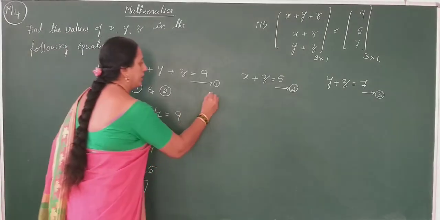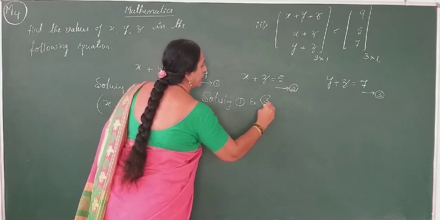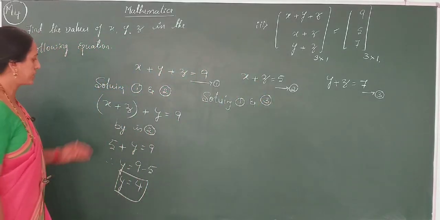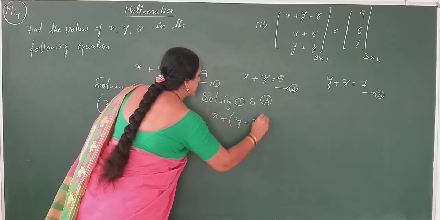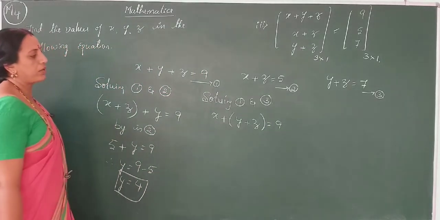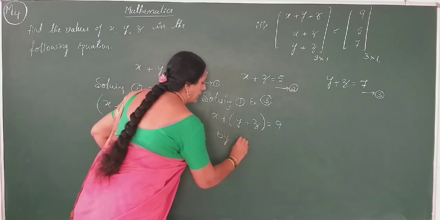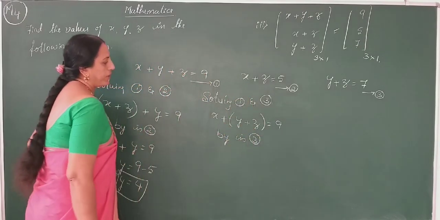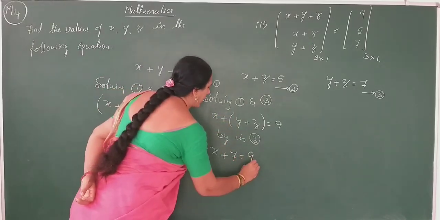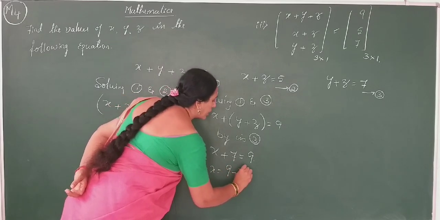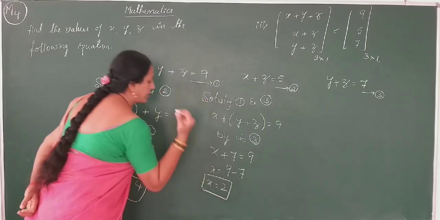So similarly, solving equations 1 and 3 can be done with the same procedure. Again equation 1 can be written as x plus y plus z is equal to 9, meaning y plus z can be taken as one group. Then by using equation 3, y plus z can be written as 7. That is x plus 7 is equal to 9. Therefore x is equal to 9 minus 7, it's nothing but 2. Therefore the value of x is equal to 2.